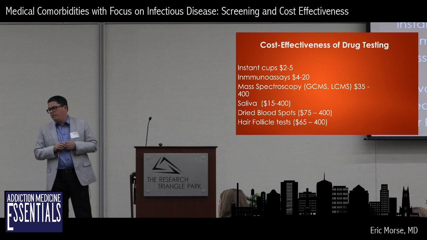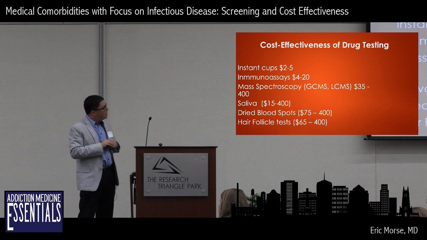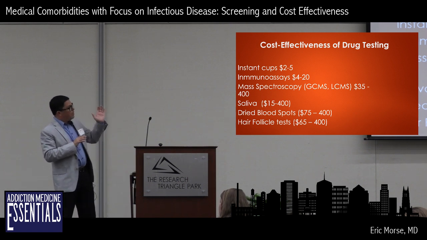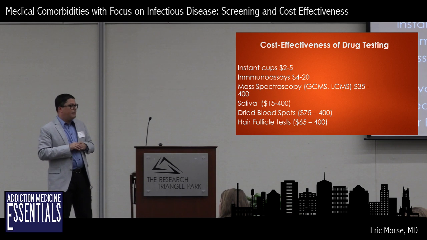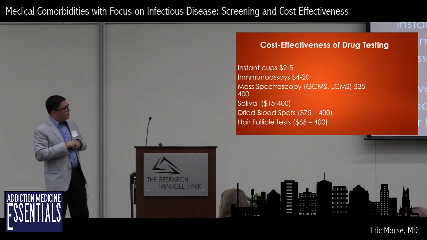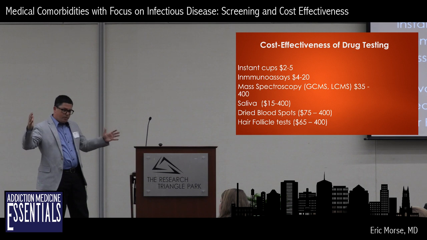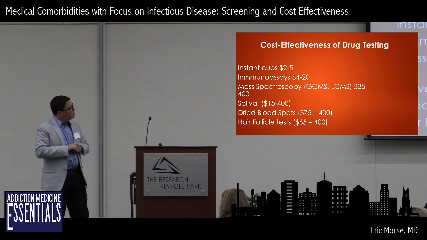To get a norbuprenorphine confirmation, which you can't get on an immunoassay. It's pretty complex, but the saliva tests vary in cost quite a bit. Obviously, you can observe someone's mouth a lot easier than you can observe their privates. Dried blood spot tests are becoming more popular. Those range from 75 to 400. And then your hair follicle tests, which give you a larger window of use, run between 65 and 400.